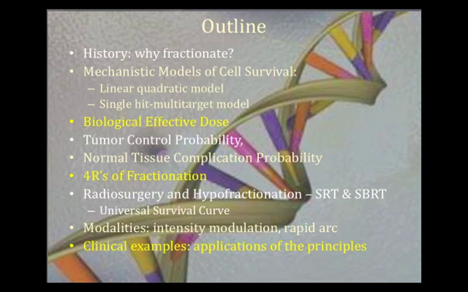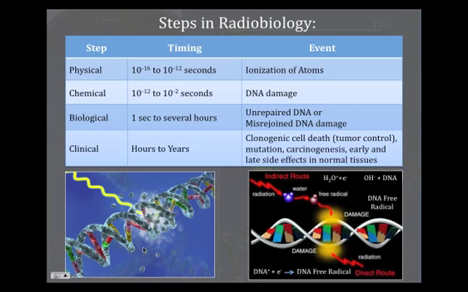So we are going to go through history and why they arrived to the point that fractionation became the standard of care in radiation oncology. Then we are going to discuss a little bit, that's the hardest part of the lecture, about the mechanistic models of cell survival, and then go through some concepts that are currently normally used in the setting of radiation oncology and radiosurgery, discuss the 4 R's of fractionation, and finally finish with some examples of clinical applications of these concepts.